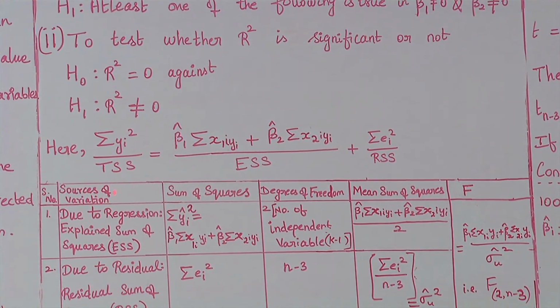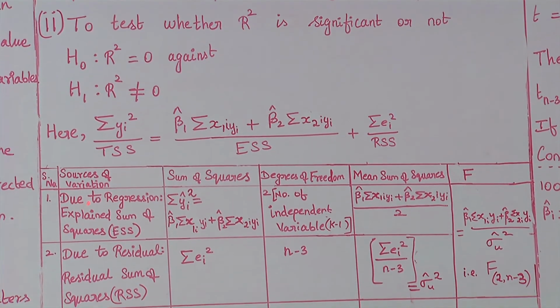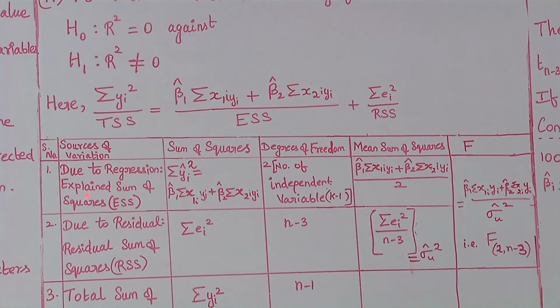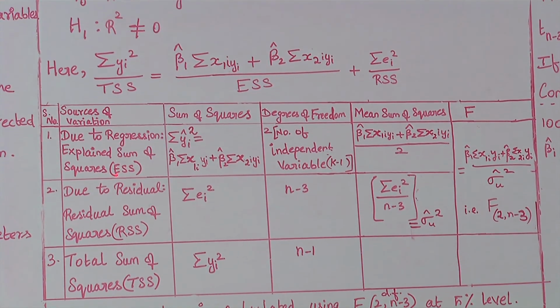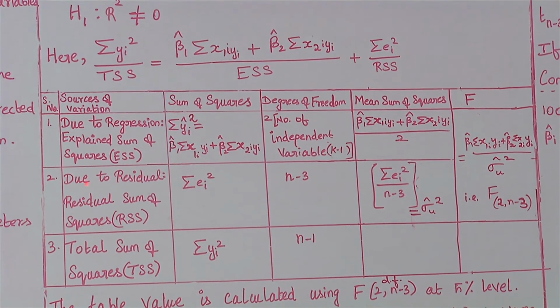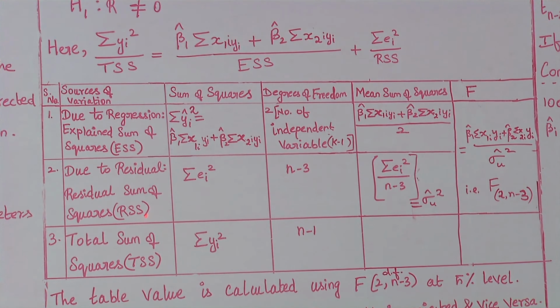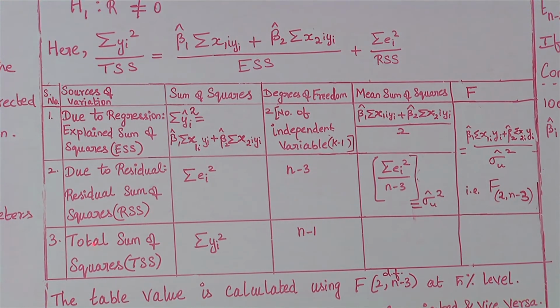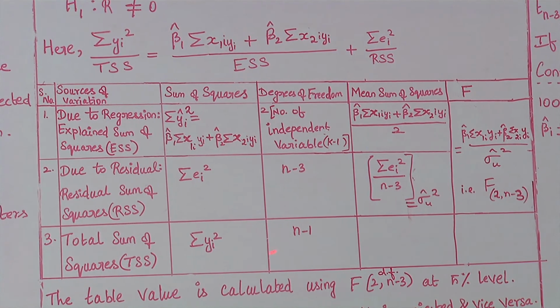This column is showing you the sources of variation and there are two sources. One is due to regression, which is called explained sum of squares, ESS, and the next source of variation is due to residual, which is residual sum of squares, denoted as RSS. The last row is the total sum of squares that we calculate.